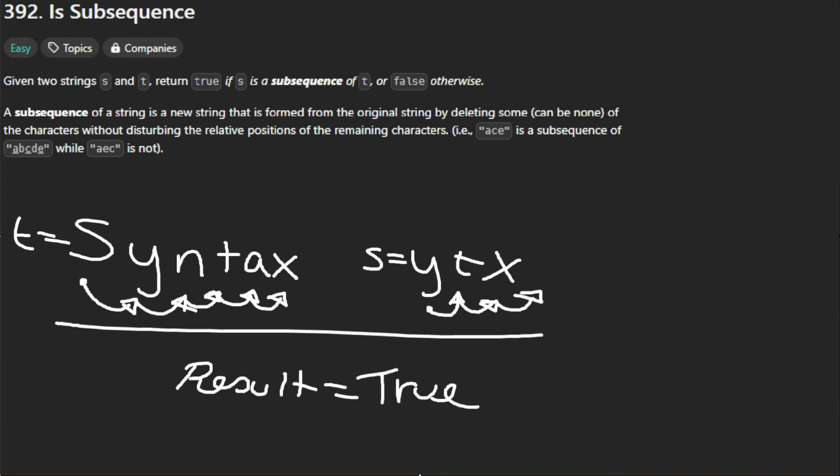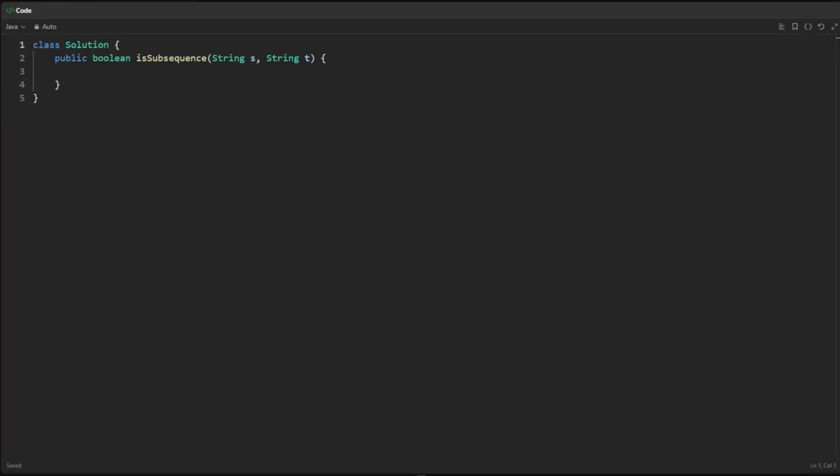So let me show you how this looks in code. First we need our two pointers. So we're going to initialize two integers, one which we'll call pointer s, which will start at 0, and another integer, which we'll call pointer t, which will also start at 0.